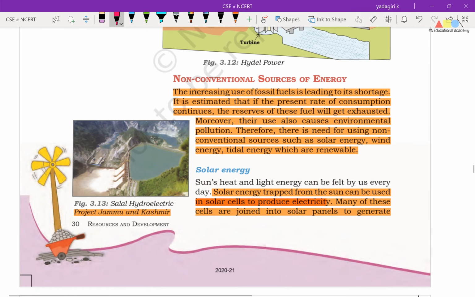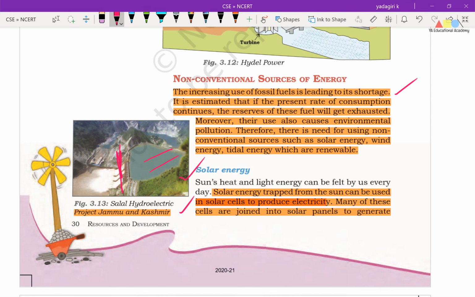Okay friends, now we will try to understand the non-conventional sources of energy. Friends, before that, here is an image. This shows Salal hydroelectric power project in Jammu and Kashmir, and you can see here the barrage is built and a huge amount of water is stored here. Right friends, now we will see the non-conventional sources of energy.